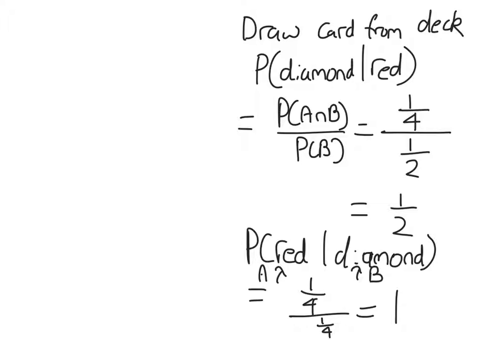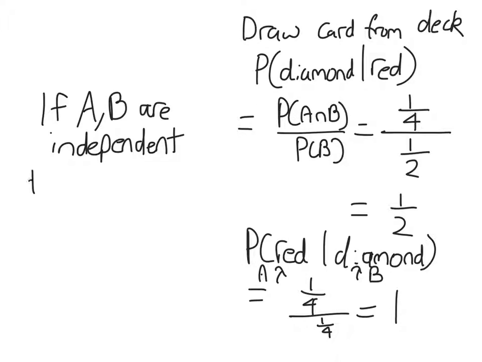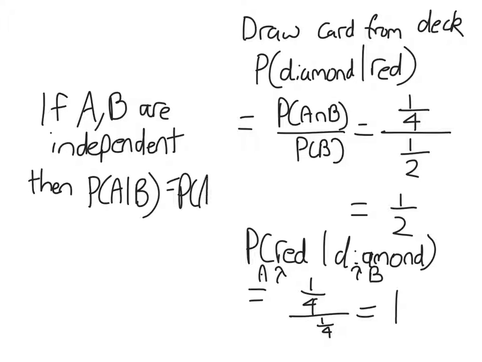One more thing I just wanted to note was that if 2 events are independent, then of course that means they don't affect each other, right? But what that means is that the probability of A given B is just going to be the same as the probability of A. Okay, so for example, let's say I toss 2 coins.